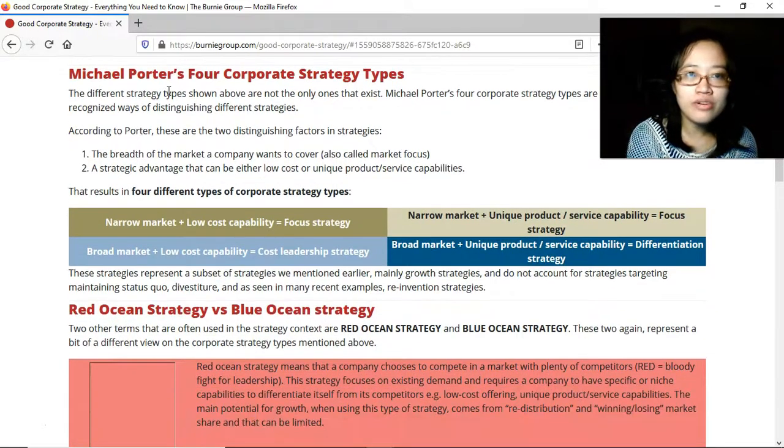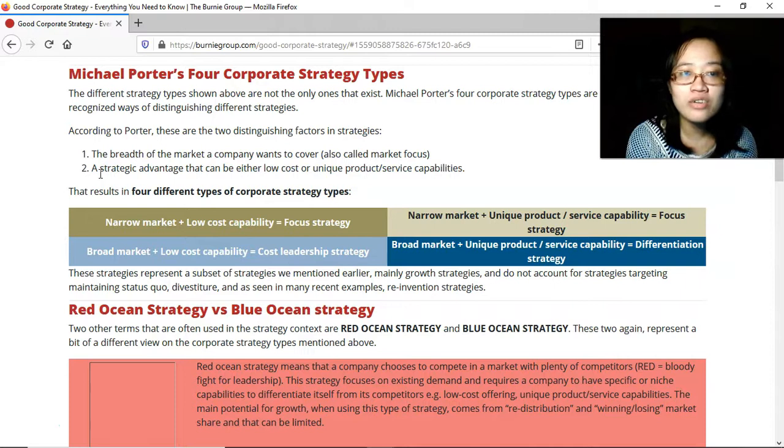Ayan. And then after those things, discuss natin to Michael Porter's 4 corporate strategy types, saka itong red ocean versus blue ocean strategy. Okay? Dito sa Michael Porter's strategy types, merong 2 distinguishing factors in the strategies. Yung una, breadth of market the company wants to cover, also called market focus. Dalawa lang naman, either narrow market, ibig sabihin very specific yung tinatarget mo na customer base or audience or target market. And then kapag broad market, edi yung customer base is almost everyone, right?